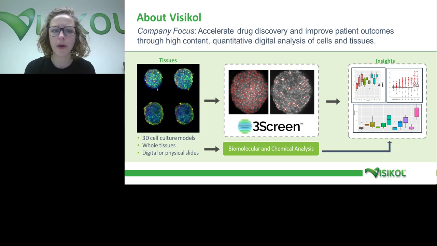And the basic way that this pipeline works for us is that we develop these 3D cell culture models or acquire these whole tissues, take them through different sorts of processes, whether it's running an actual assay or just labeling these tissues, imaging them through some form of imaging, traditionally confocal, and then taking them through a series of image analysis algorithms in order to pull out these actionable insights.